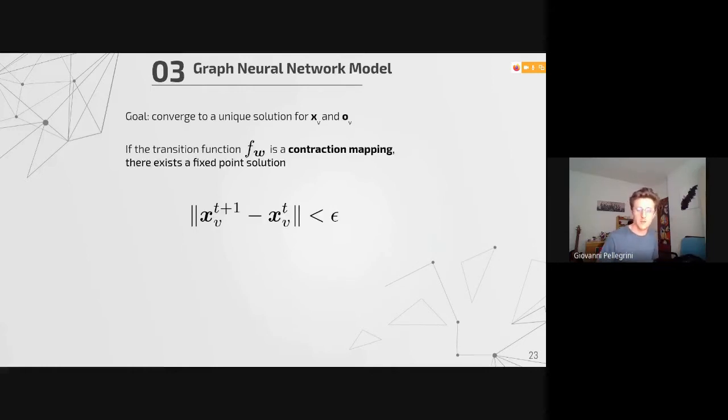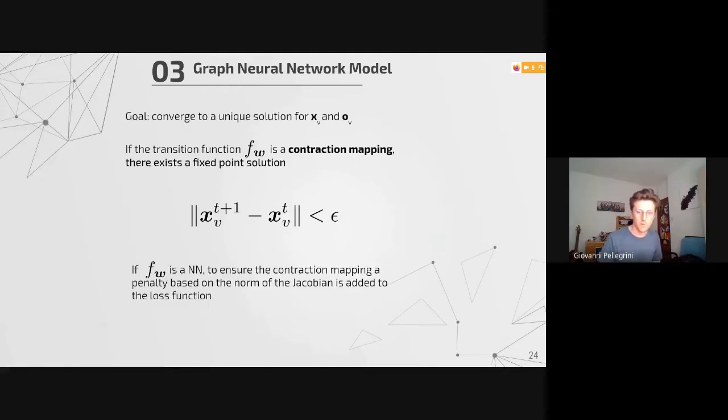The authors give us a guarantee: if we manage to make f of w a contraction mapping, then we are sure that a unique solution exists. What does it really mean to be a contraction mapping? It means that through time, the computation of the network will produce representations that do not differ by more than a certain constant. So we are saying that the two vectors obtained at time t plus 1 and at time t should not differ too much. Their norm should differ by less than this value epsilon. Of course, this is an arbitrary parameter, but we are sure that we can get there.